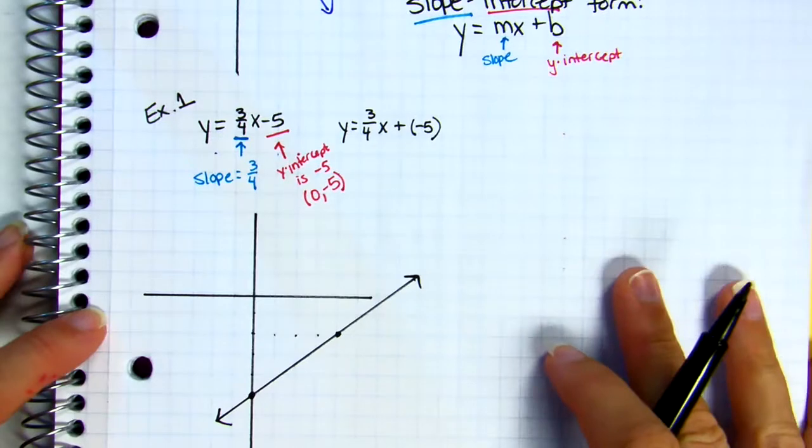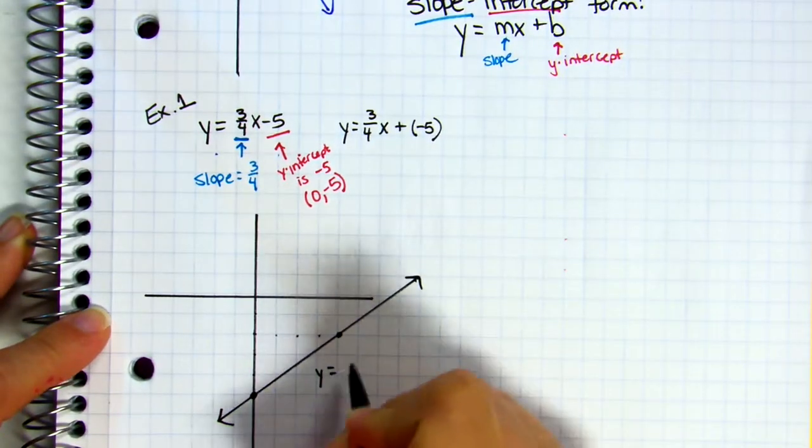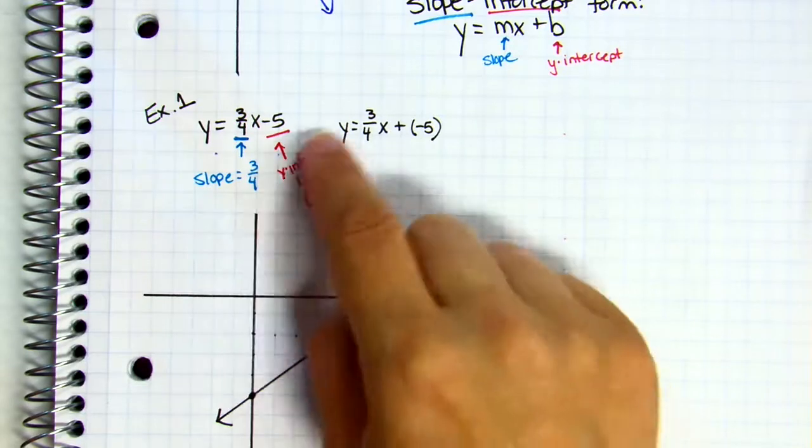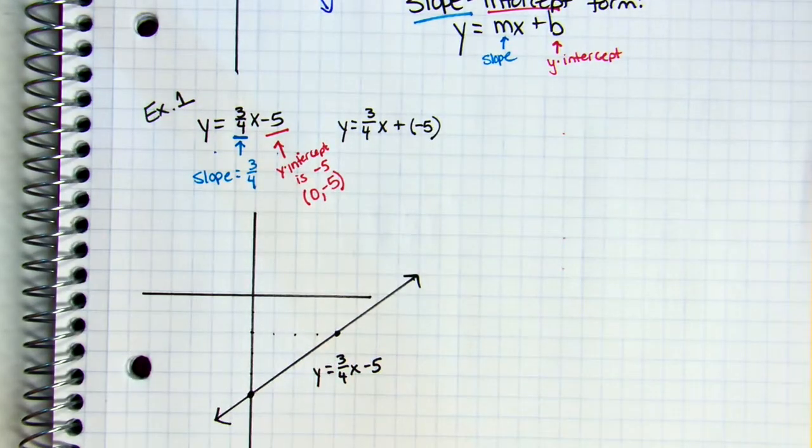And this right here is the line y equals 3/4 x minus 5. So using slope-intercept form, I can make a graph really fast, and I don't have to make a table like you did for the first section where you had to make a table and pick a whole bunch of points and do all that stuff. Now we can check our line and see if it makes sense or not.